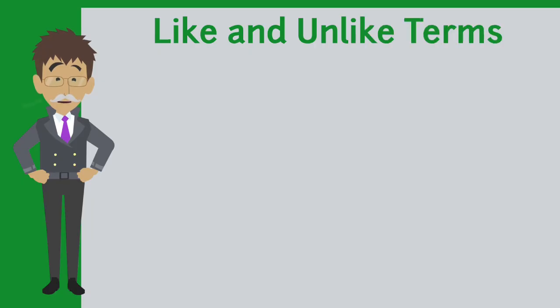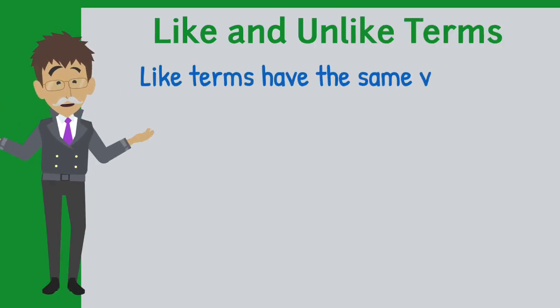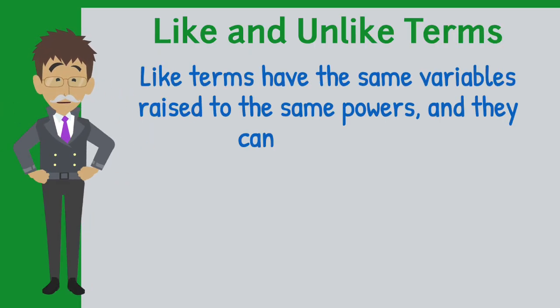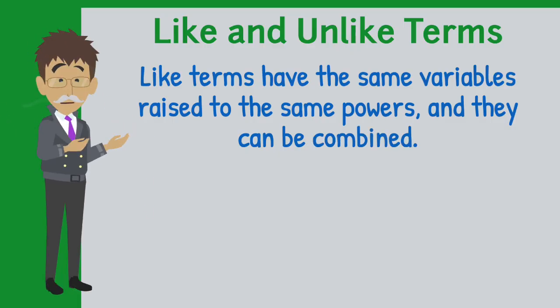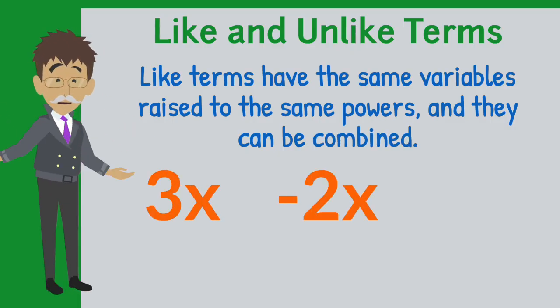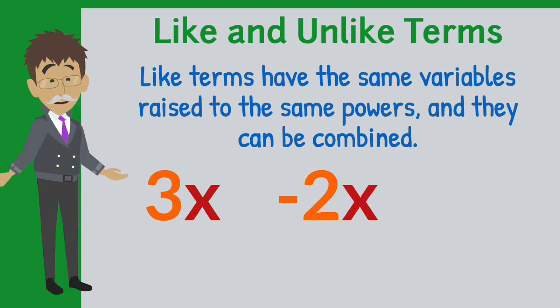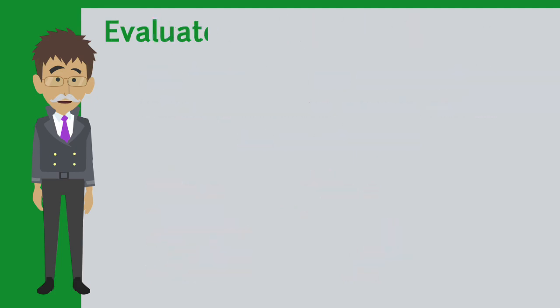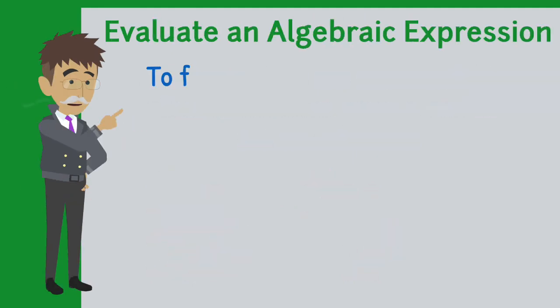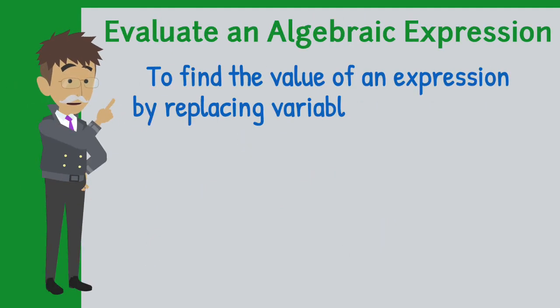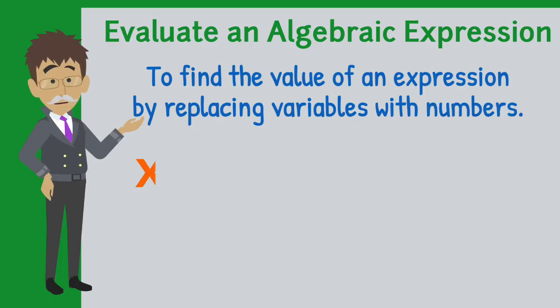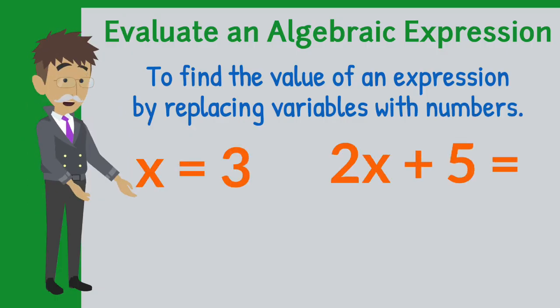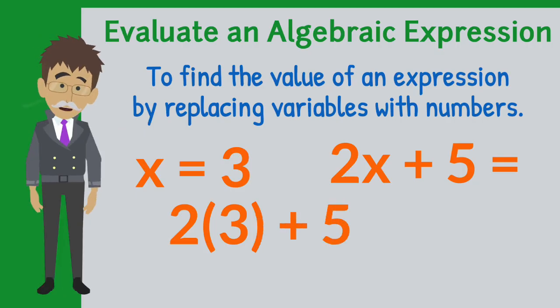Like and unlike terms. Like terms have the same variables raised to the same powers, and they can be combined. For example, 3x and negative 2x are like terms because they both have the same variable x raised to the first power. 3x and x squared are unlike terms because the variables are not raised to the same powers. Evaluate an algebraic expression. To find the value of an expression by replacing variables with numbers. For example, if x equals 3, then 2x plus 5 equals 2 times 3 plus 5, or 11.